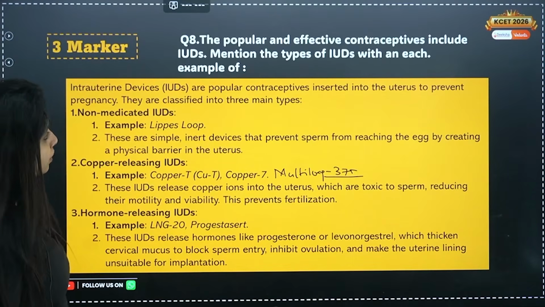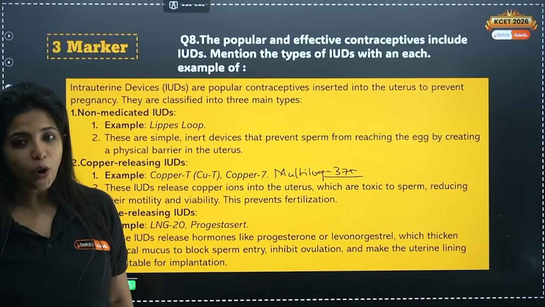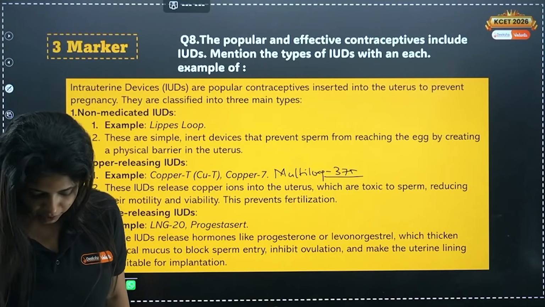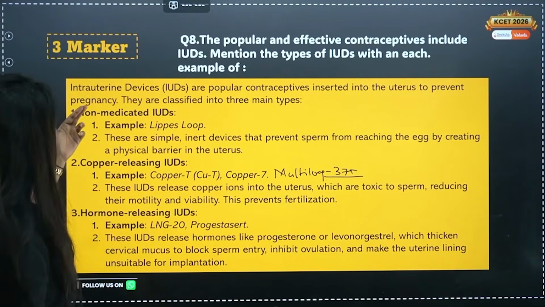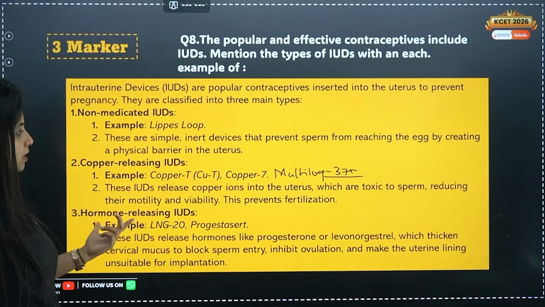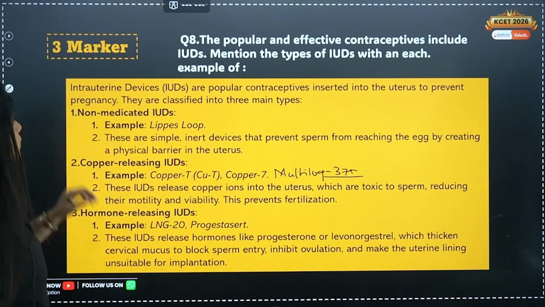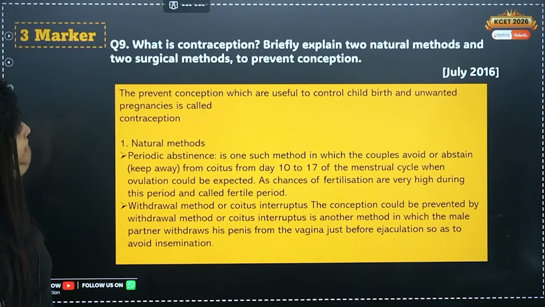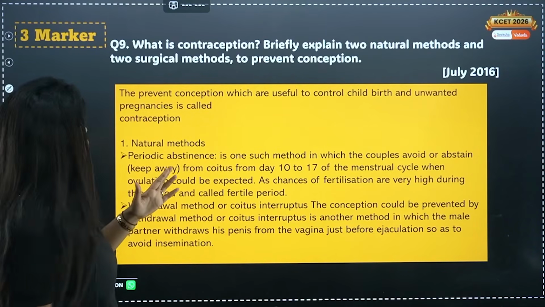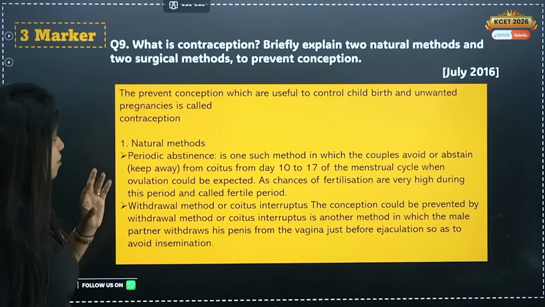The popular and effective contraceptives include IUD. Mention the types of IUD with an example of each. We already discussed it, which is why I don't think we need to discuss it again, right? So non-medicated IUD, copper-releasing IUD, and hormone-releasing IUD. And that's all. The next question, what is contraception? Briefly explain 2 natural methods and 2 surgical methods to prevent contraception.